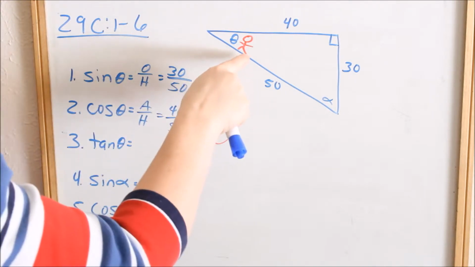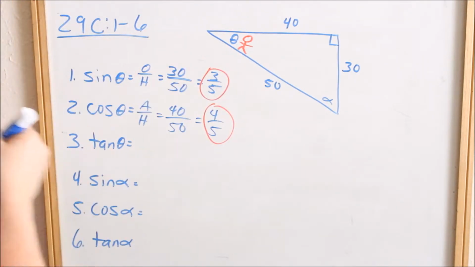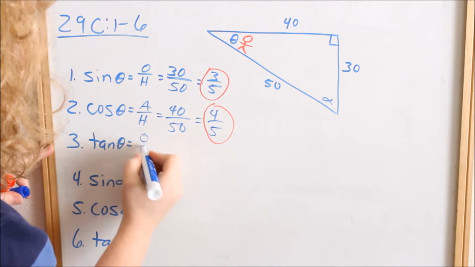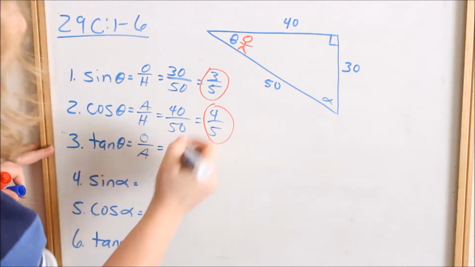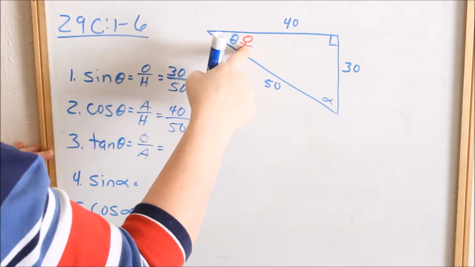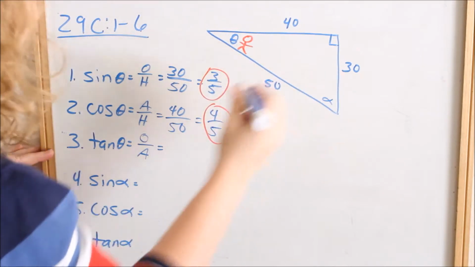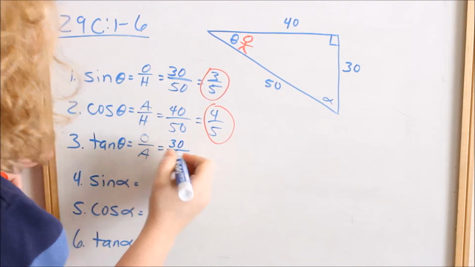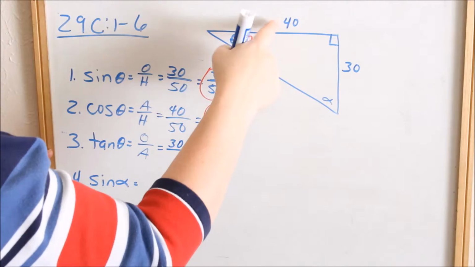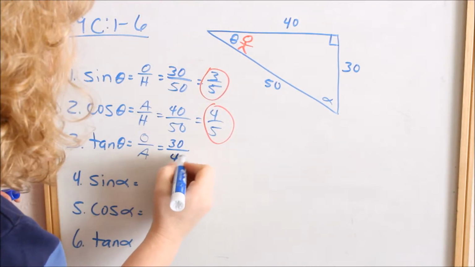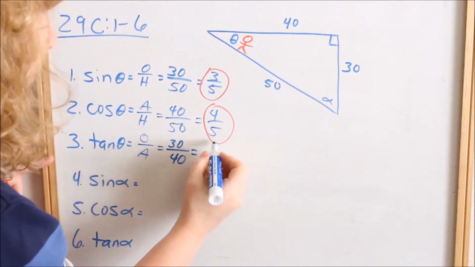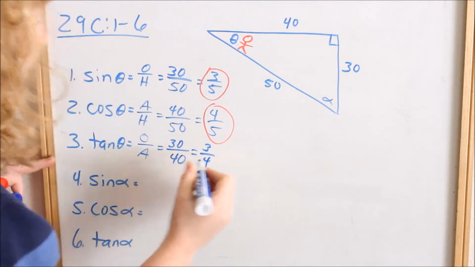Tangent theta, we're still standing at theta. The definition of tangent is opposite over adjacent. If I'm standing at theta, the side that is opposite of me is the 30, and the side that is adjacent to me or next to me is the 40. Again, reducing my fractions by 10 will be 3/4.